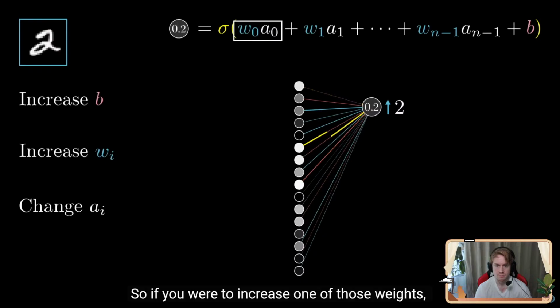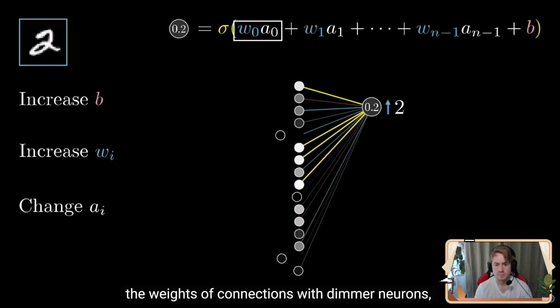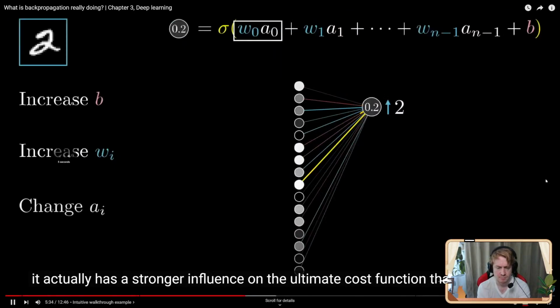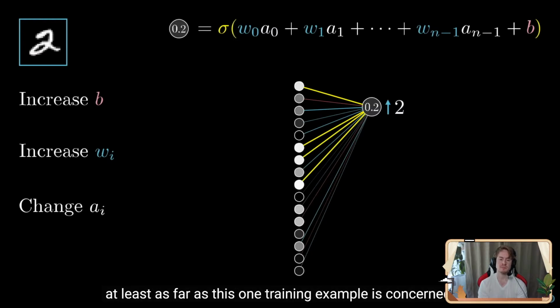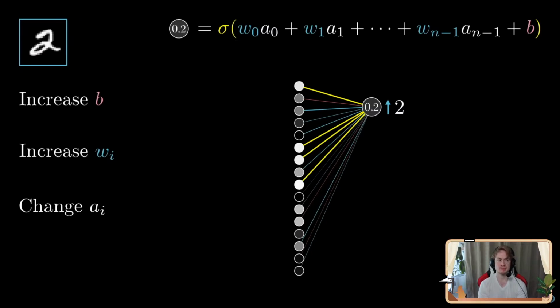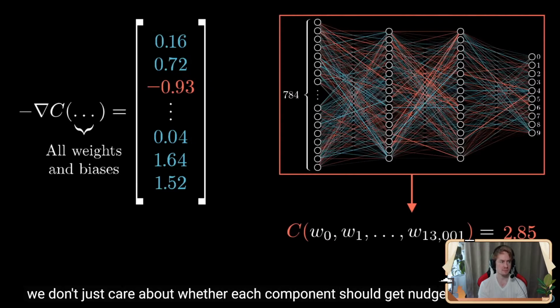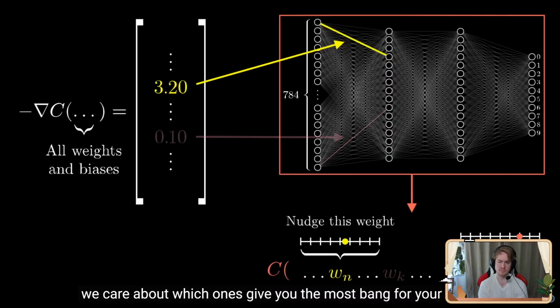So if you were to increase one of those weights, it actually has a stronger influence on the ultimate cost function than increasing the weights of connections with dimmer neurons, at least as far as this one training example is concerned. Remember, when we talk about gradient descent, we don't just care about whether each component should get nudged up or down, we care about which ones give you the most bang for your buck.